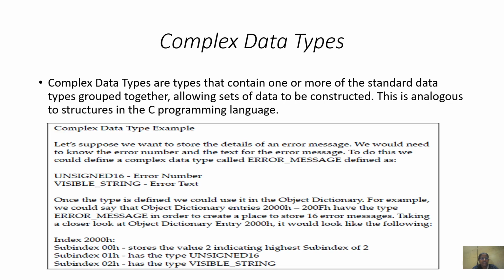So this is an example for a standard data type, and this is an example for a complex data type. It consists of an unsigned integer, that is the error number, and a visible string, that is the error text.